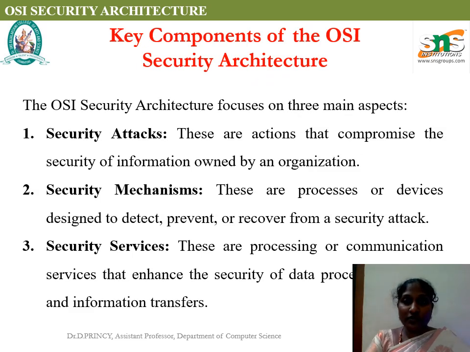The three key components of the OSI security architecture are security attacks, security mechanisms, and security services. Generally, security attacks are the actions that compromise the security of information owned by an organization. Security mechanisms are the processes or devices which are designed to detect and prevent or recover from a security attack. Security services are generally known as the processing or communication services that enhance the security of data processing and information transfers.